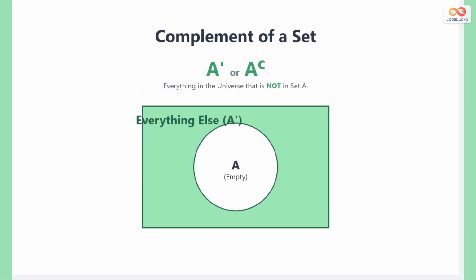The complement of a set, written as A prime or A superscript C, is everything that is not in that set. If the white circle is set A, then the green area surrounding it represents its complement, everything else in the universe.